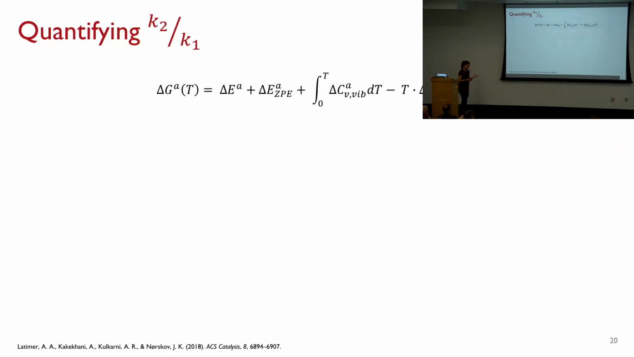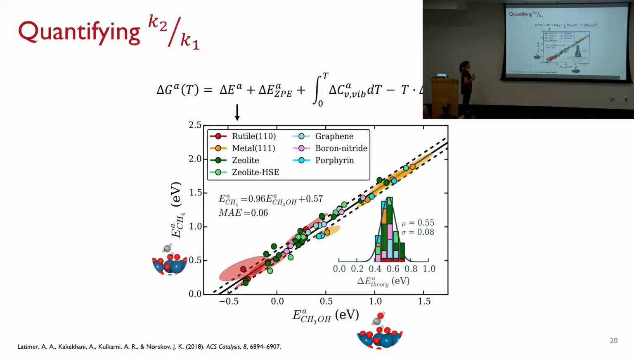So now we're really interested in quantifying what delta GA is. Delta GA is a function of temperature, and it includes all of these terms shown here in order to get thermodynamic delta GA. The first one, the difference in electronic energy, is what we get out of density functional theory calculations. Here I'm showing density functional theory calculations where I've plotted the activation electronic energy of methanol on the x-axis versus that of methane on the y-axis.